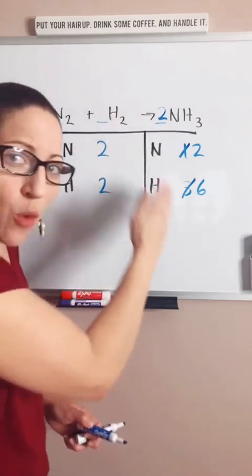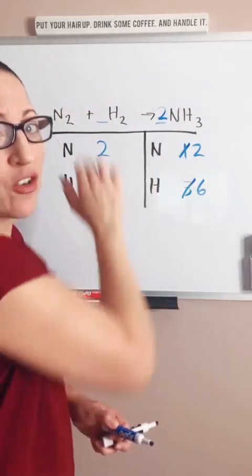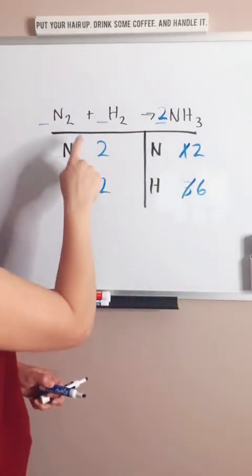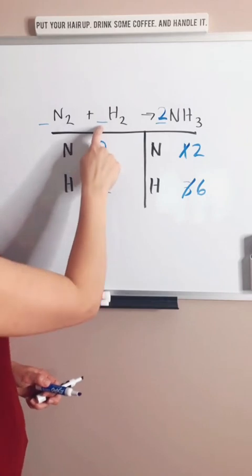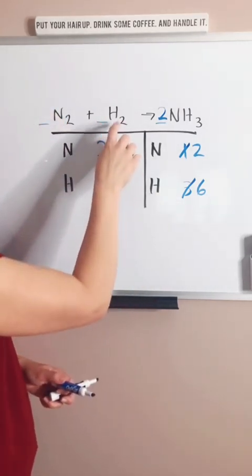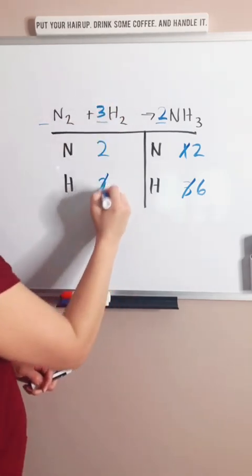Once I change the coefficient on the one side, I have to go to the other side. Don't keep working on one side, flip. When I come back to the other side, what can I do? I don't need to add. What coefficient can I add in front of the hydrogen to make that 6? 2 times what gives me 6? So I say 3, and that will give me 6.